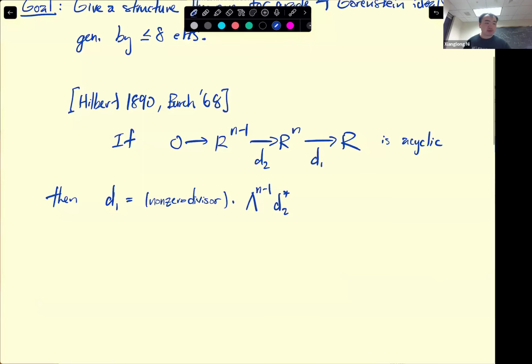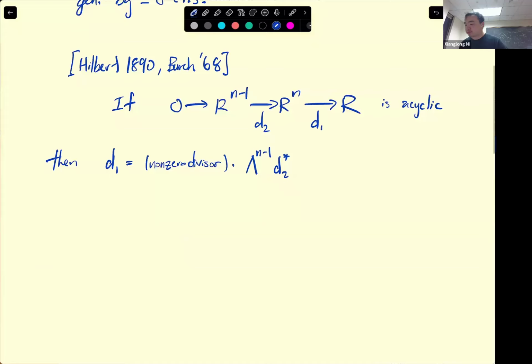And furthermore, this is the best that you can do for resolutions of this type, because the generic example, if you take D2 to be a generic matrix, and then you take another indeterminate for this non-zero divisor, is itself acyclic. So this is in some sense a universal resolution of the format 1, n, n minus 1.